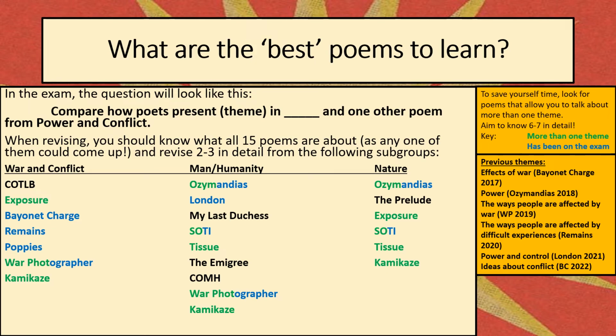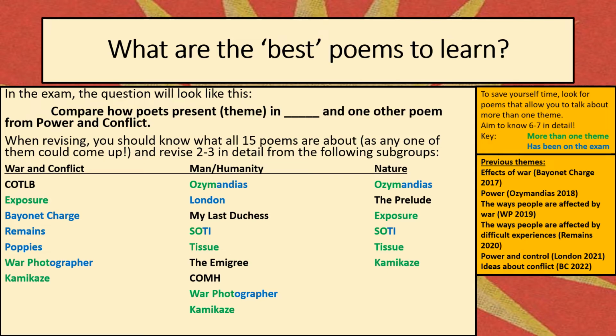So if you look down the right-hand side of this slide, I've got previous themes, previous questions that have come up. So if you look here, we've got ideas, compare how poets present ideas about conflict in Bayonet Charge and one other poem from Power and Conflict. If you got that question, that is an absolute gift of a question, because you've got Bayonet Charge. Again, it might not be one of the poems you've revised, you might not particularly like it, but you've got a copy of it in front of you. There's plenty to talk about there.